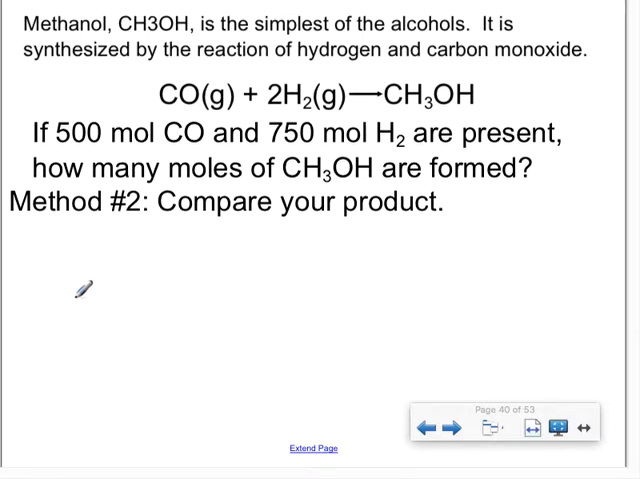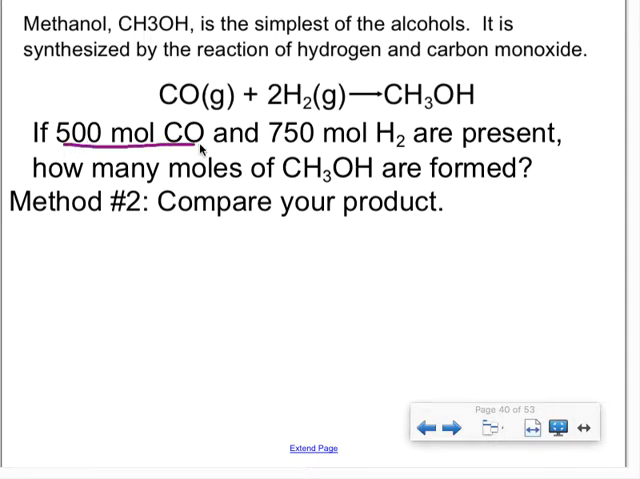Now, method 2 doesn't work always. Method 2 is only going to work if you have one for sure product, or you know the product that you are going to. So if you know the product that you are going to, or it tells you the product that wants to be made, then you can definitely use method 2. Otherwise, use method 1. So compare your products. So what you want to do is start with one reactant, all right?